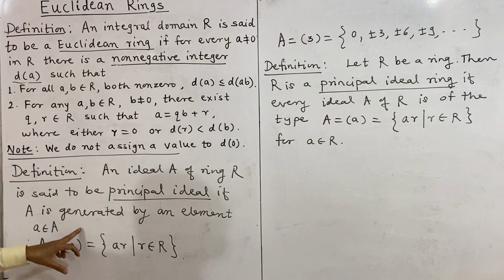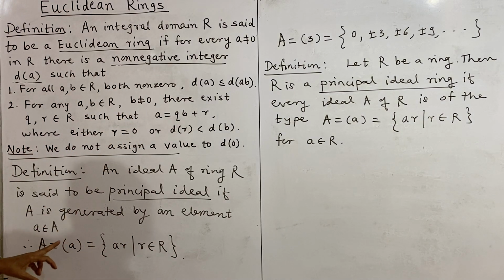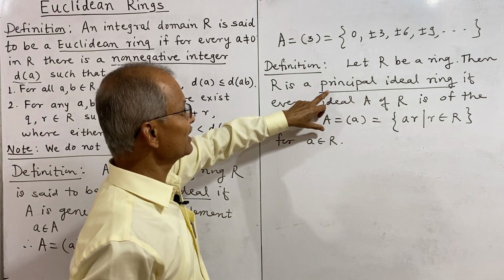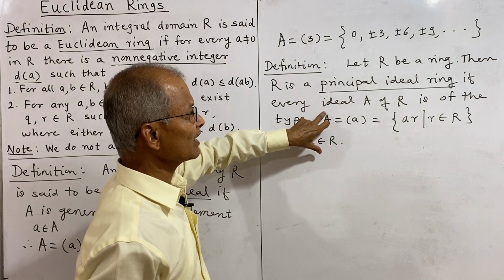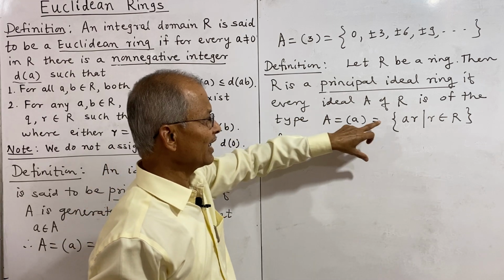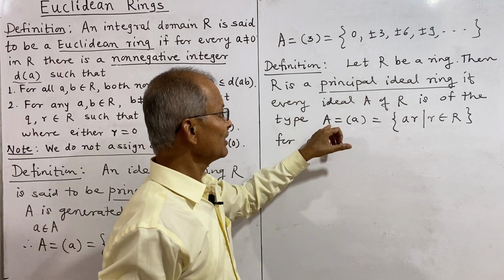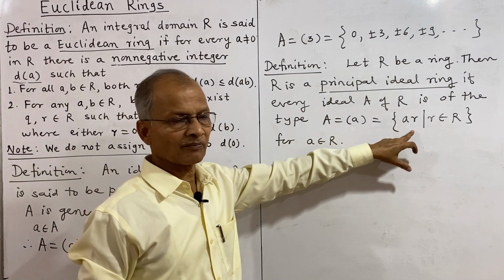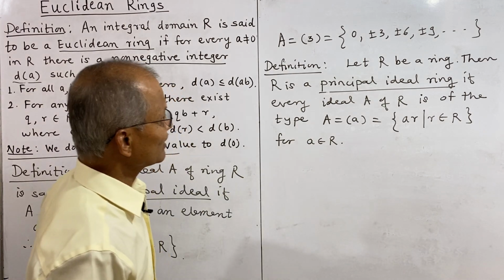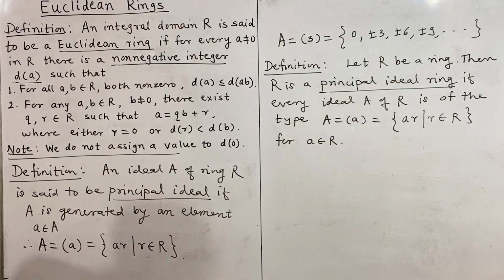An ideal is a principal ideal if it is generated by a single element, that may be in A, and if it is in A, then it is also in R. Thus R is a principal ideal ring if every ideal A of R is of the type generated by a, or every element of the ideal is some multiple of a fixed element a, and then the ring is said to be a principal ideal ring.